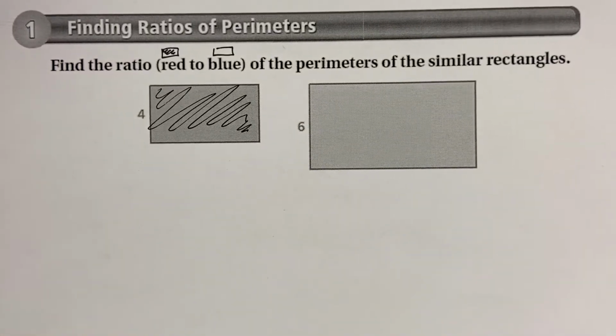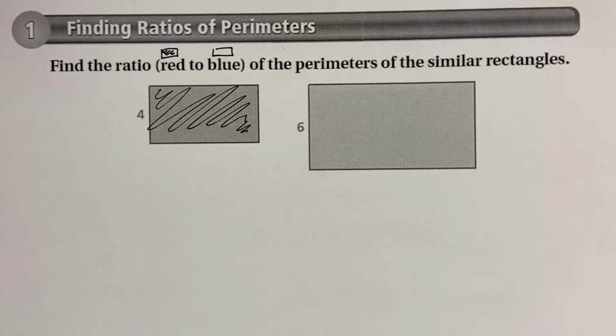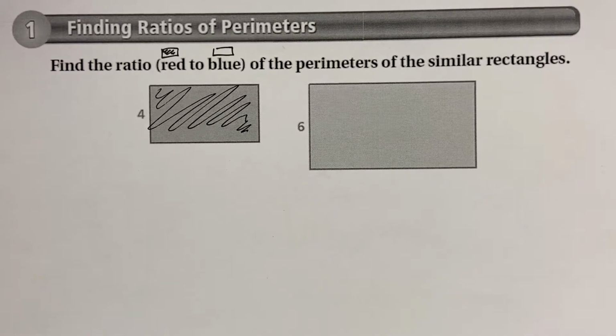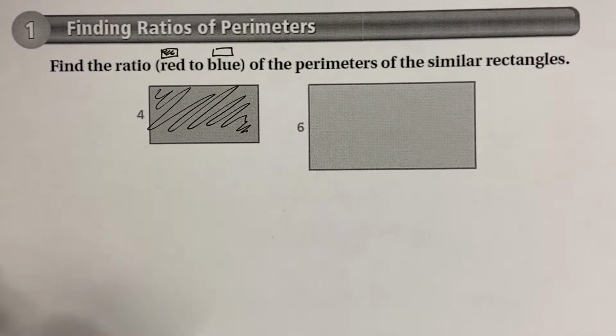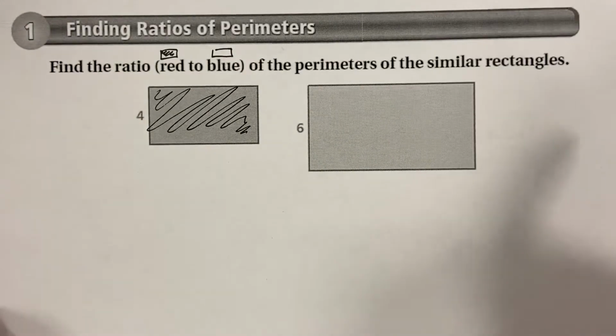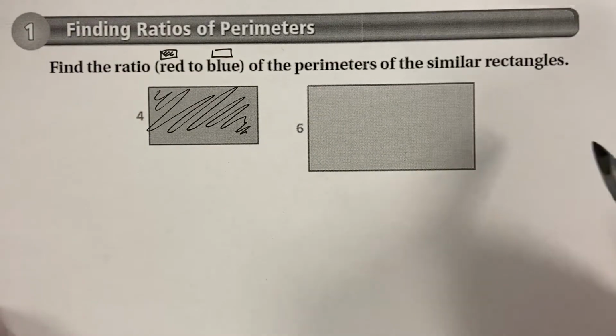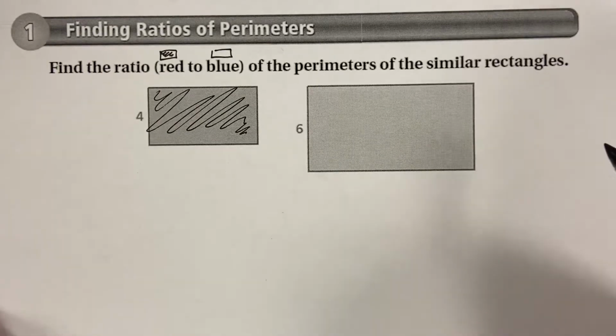Today we're talking about finding ratios of perimeters. So let's get right to it. We're talking about finding the ratio of the perimeters of similar triangles. And we're going to be able to use some ideas that we've used before to find out the ratio of the perimeter.